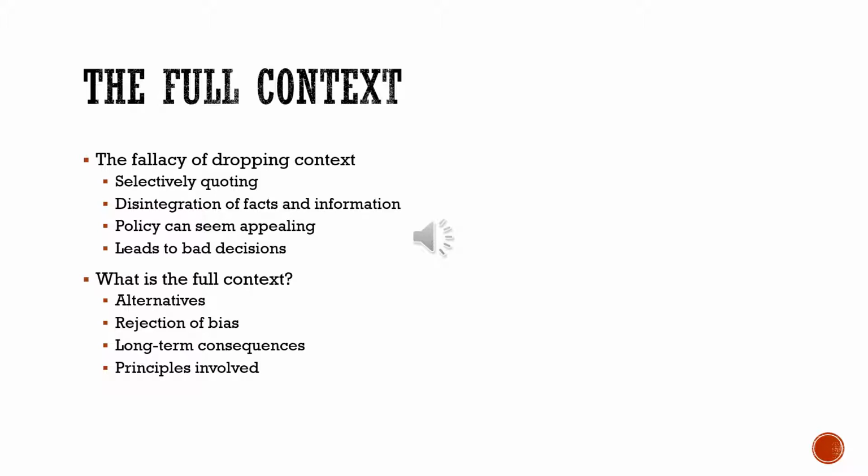We also have to look at the long-term consequences of a policy. A policy might solve a problem today, but create other problems down the road. So we want and need to look at what those long-term consequences might be so that we can make the best decision possible. And finally, the full context includes the principles involved. The principles are the means by which we can identify what some of the long-term consequences might be.